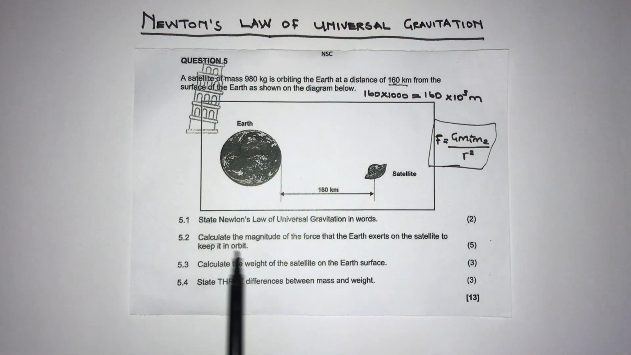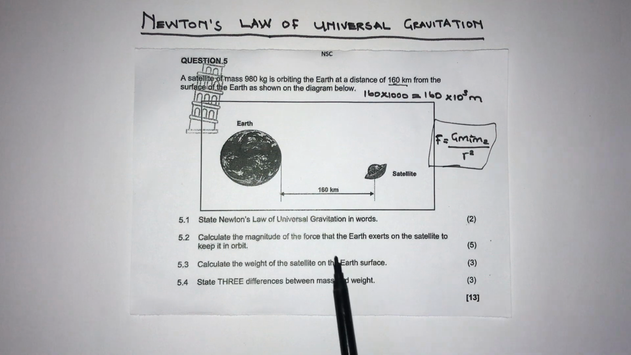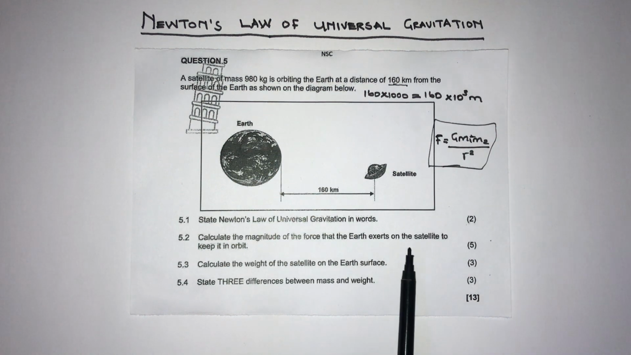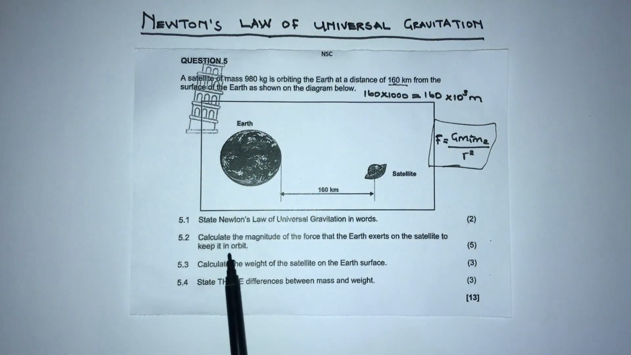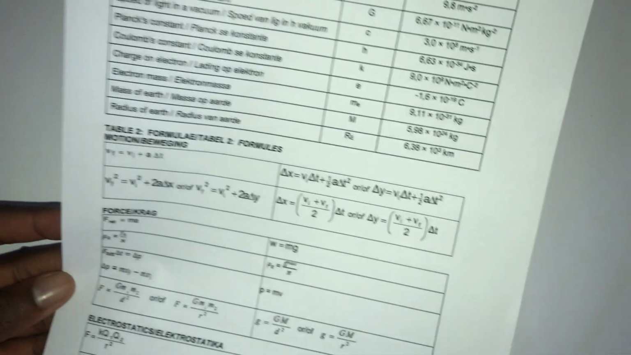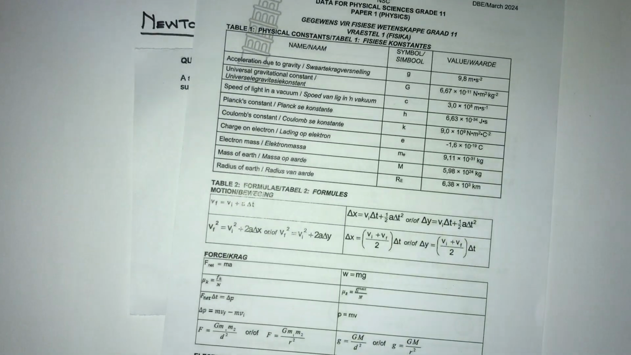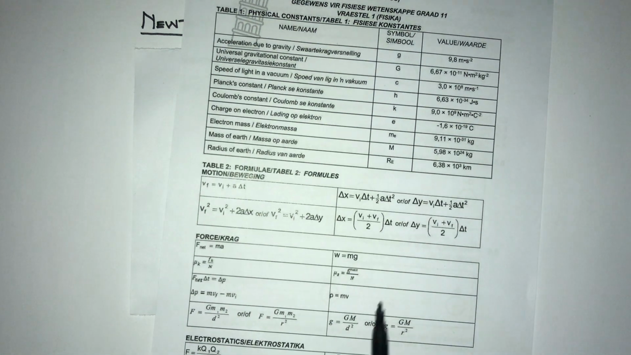5.2, they said calculate the magnitude of the force that the Earth exerts on the satellite to keep it in orbit. So now, before you start, you go to your formula sheet. You check what is given. So we have the formula here. F is equal to G m1 times m2 divided by d squared, or you use r squared. So that's not a problem.